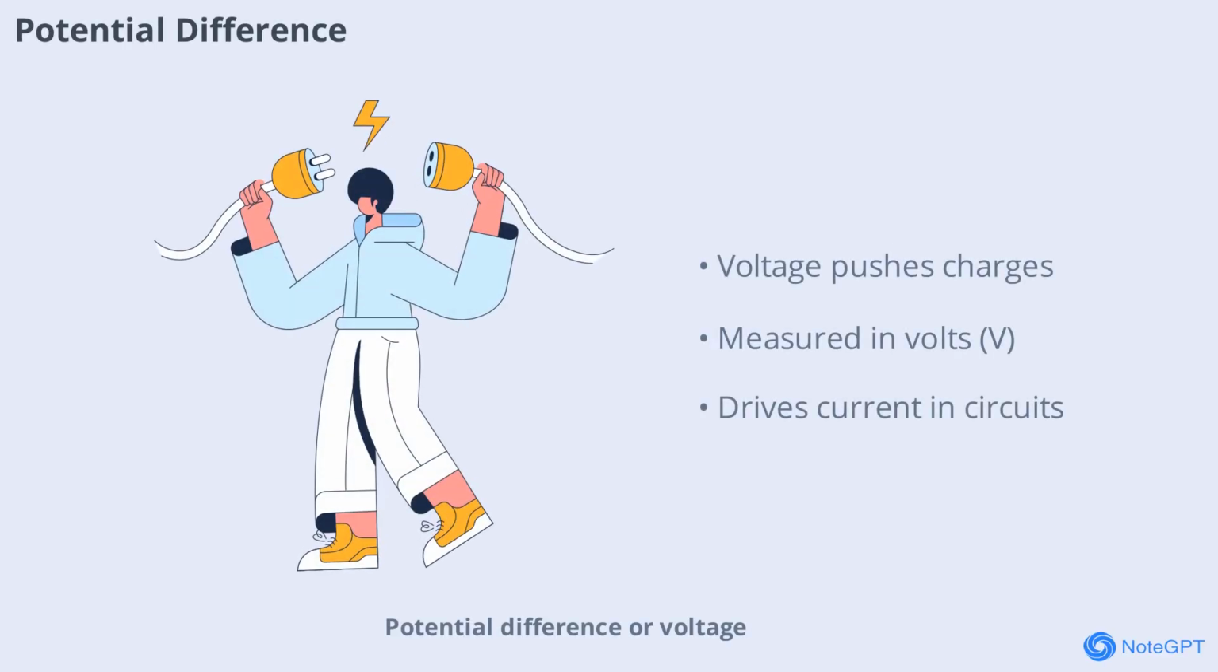Potential difference, or voltage, is what pushes electric charges through a circuit. It's like the pressure that drives water through pipes. The greater the potential difference, the more current flows. Voltage is measured in volts, V.